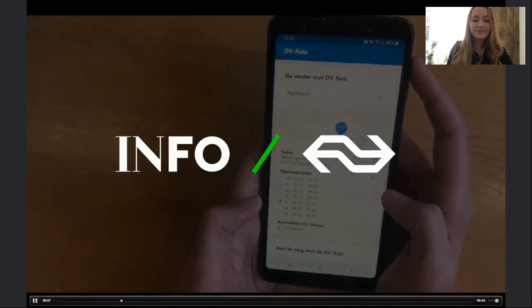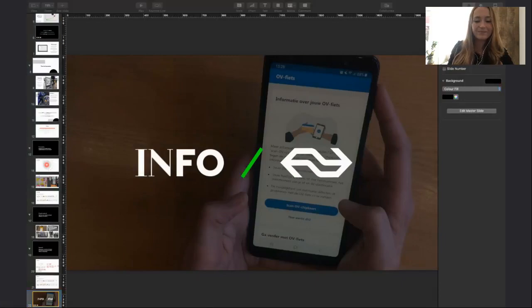Thanks, Joy. That's super cool. I think there's a lot of insightful elements in there.